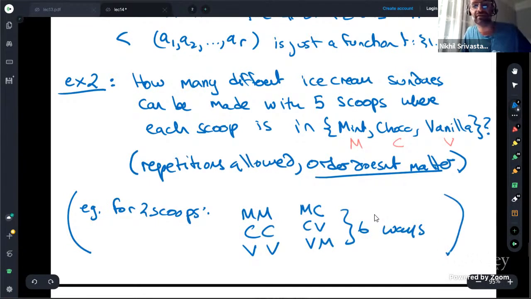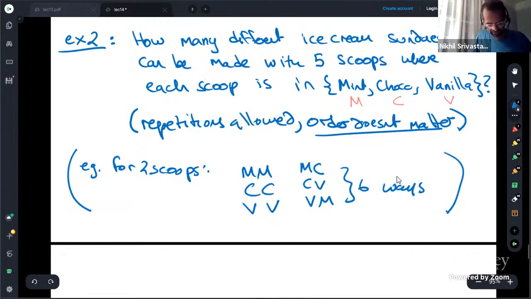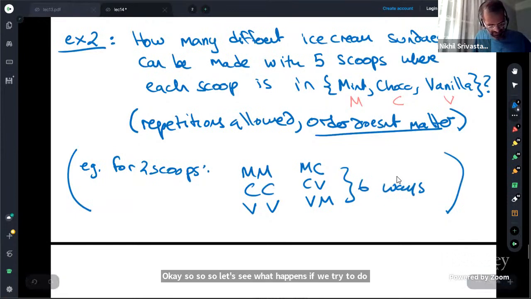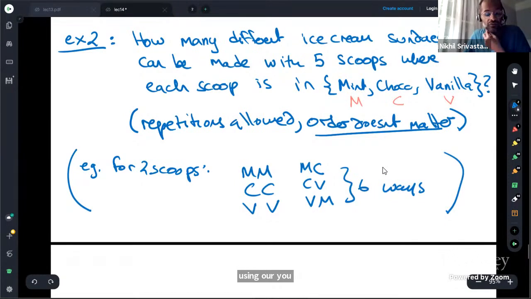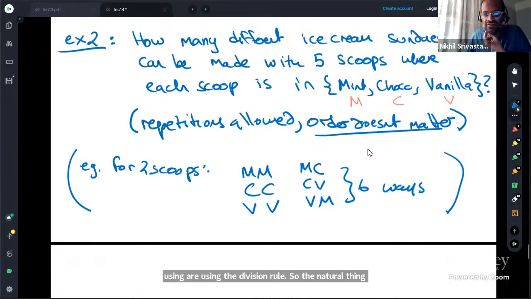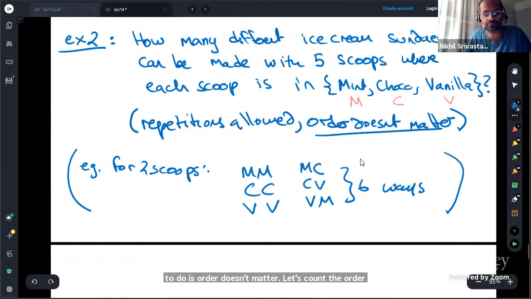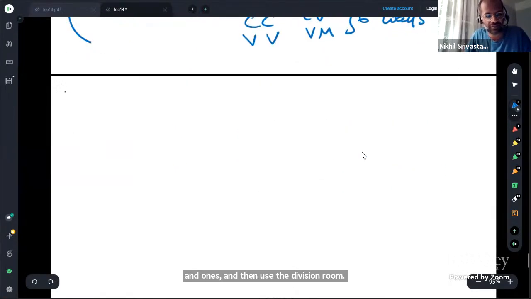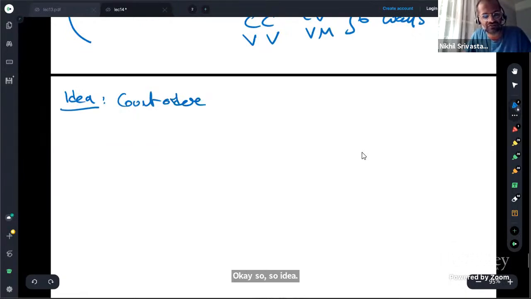But here the order doesn't matter. The key is that mint chocolate is the same as chocolate mint. Okay, so let's see what happens if we try to do this using the division rule. So the natural thing to do is, order doesn't matter. Let's count the ordered ones and then use the division rule. Okay, so idea: count ordered sundaes and use the division rule.